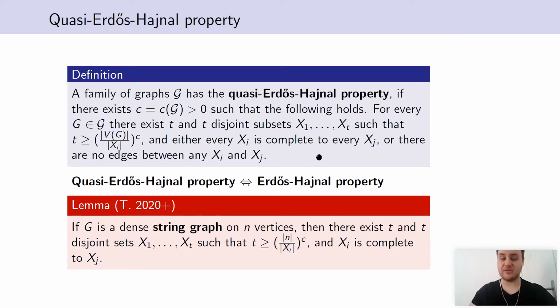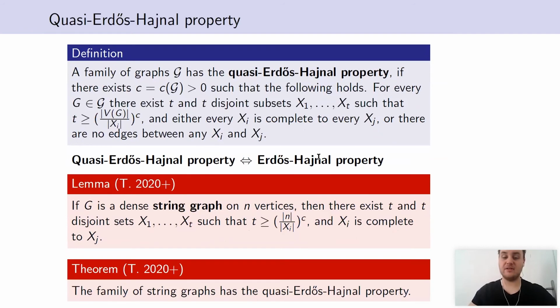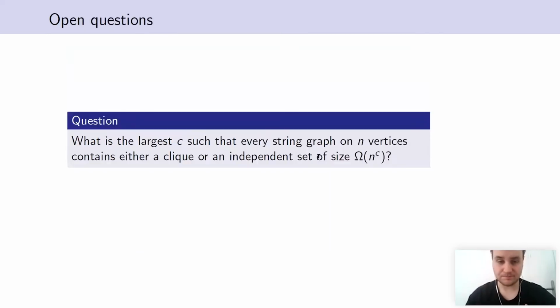Okay, so now we get this asymmetric result, and now we can put this asymmetric result together with the separator results, so with the result of Lee, to conclude that actually the family of string graphs has this Quasi-Erdős-Hajnal property. So in particular, it has the Erdős-Hajnal property, and that's the whole proof. So now I don't want to go into details about the proof of this lemma. Instead, let me just finish my talk with an open question.